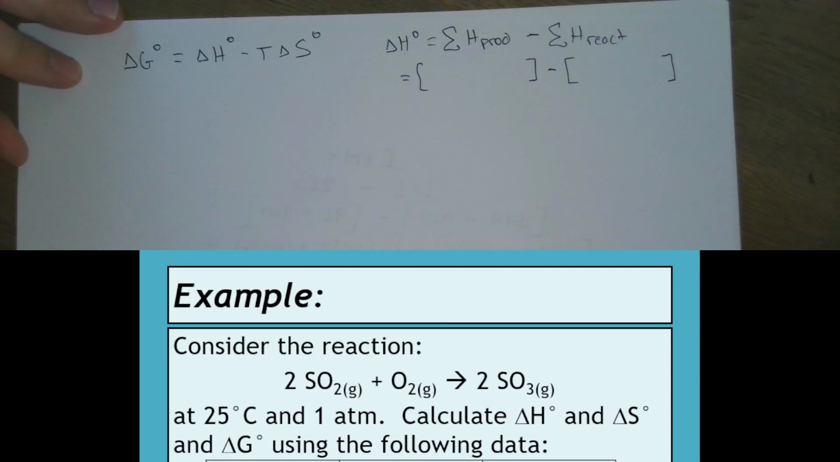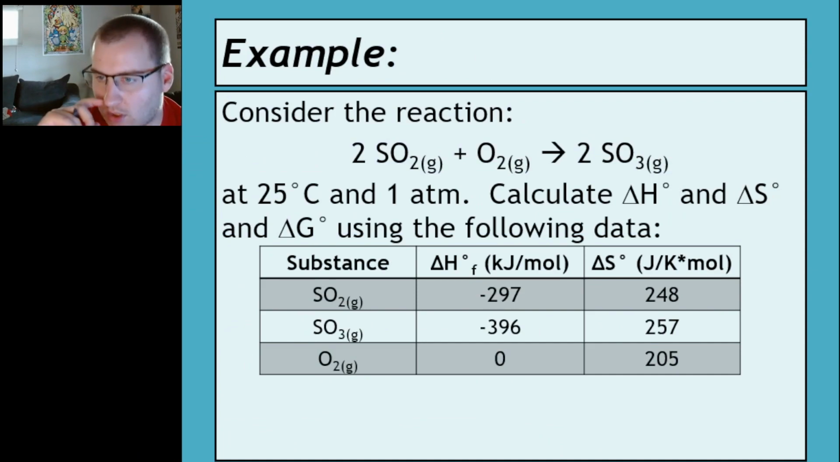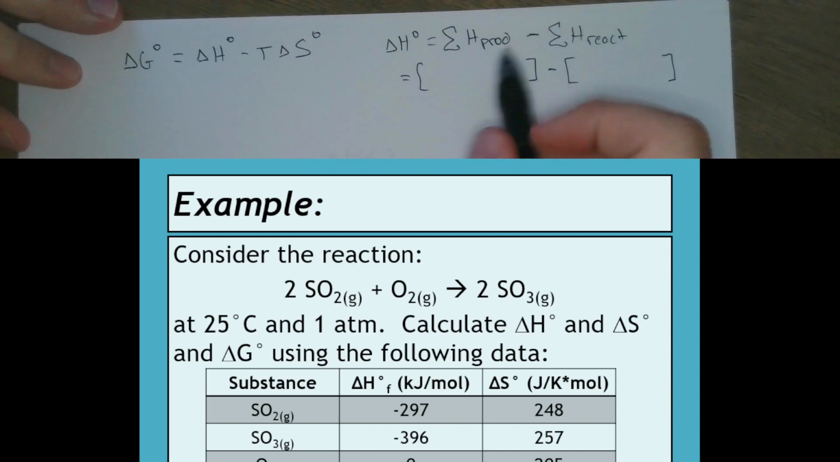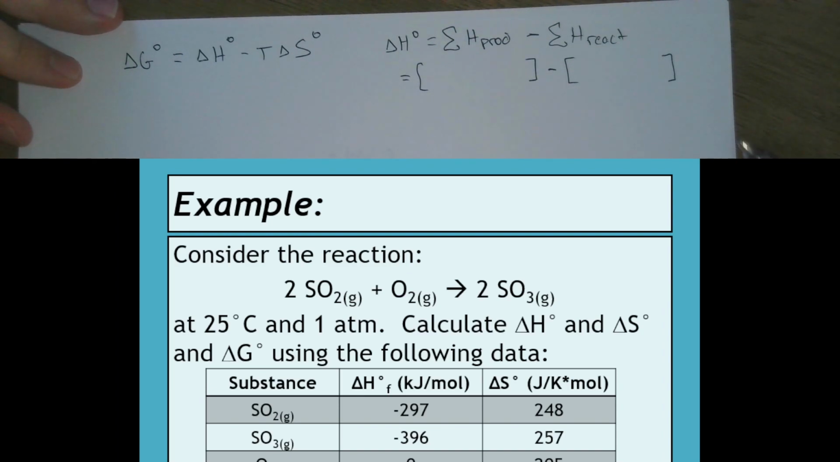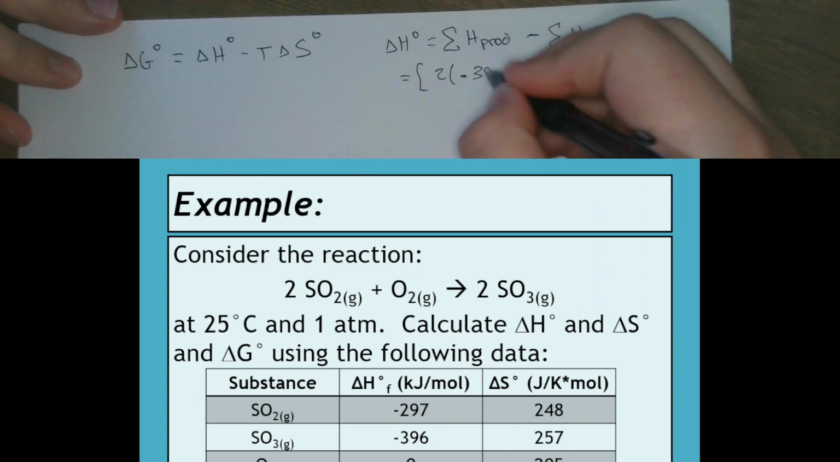All right. To the data table. There we go. I'm just going to look at the numbers here. All right. So my reaction, my products, I only have one product this time. I have my 2 SO3s. SO3's number there, we're going to do 2 times negative 396.